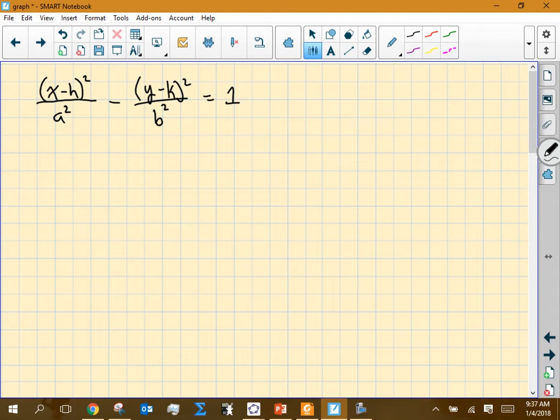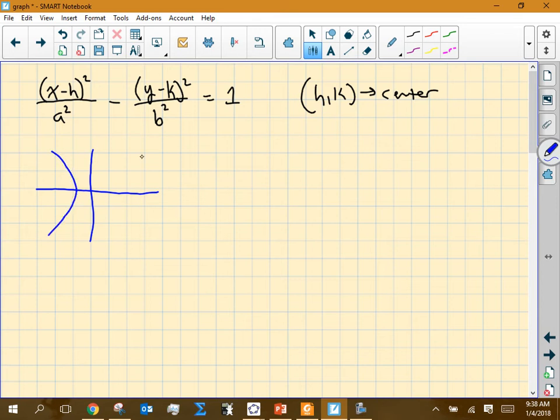H and K, like I said, are the center. Last one we did, the center was at 0, 0. So it might be good to write that as the center again. Now we did talk about how some of these can open up and down. Some of them open left and right. The way I have this one positioned right now, that one is going to open this way because the x value comes first in the whole equation.